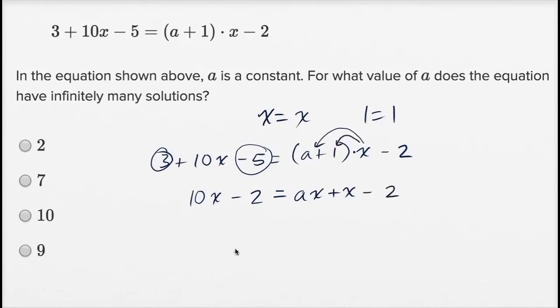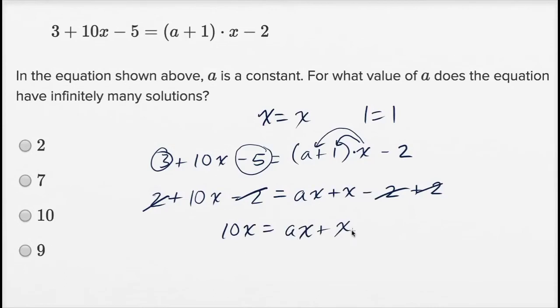Now let's see, I could get rid of both of these negative 2's if I add 2 to both sides. Remember, anything I do to one side, I've got to do to the other one if I want to hold the equality to continue to be true. So I just added 2 to both sides, and I am left with 10x is equal to ax plus x.